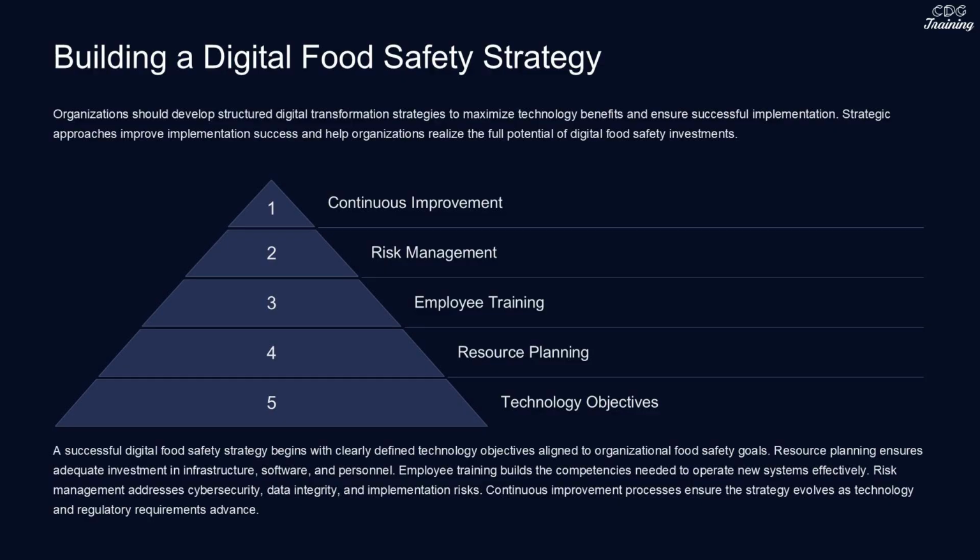Organizations should develop structured digital transformation strategies to maximize technology benefits and ensure successful implementation. Strategic approaches improve implementation success and help organizations realize the full potential of digital food safety investments. A successful digital food safety strategy begins with clearly defined technology objectives aligned to organizational food safety goals. Resource planning ensures adequate investment in infrastructure, software, and personnel.